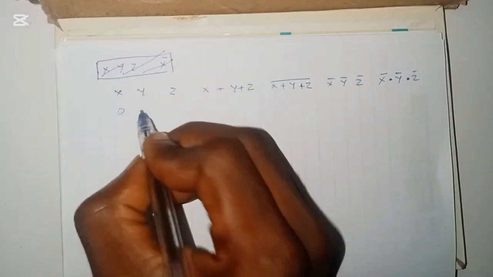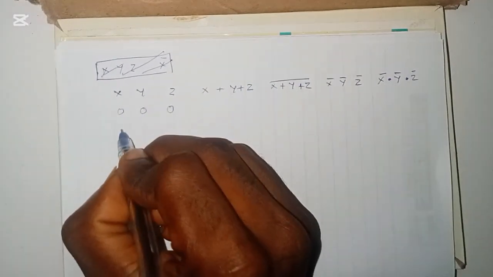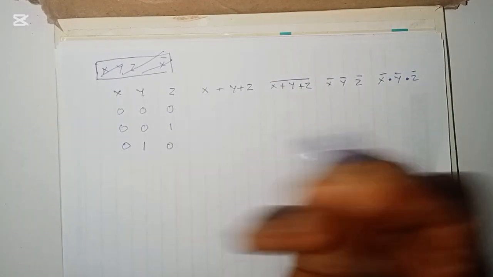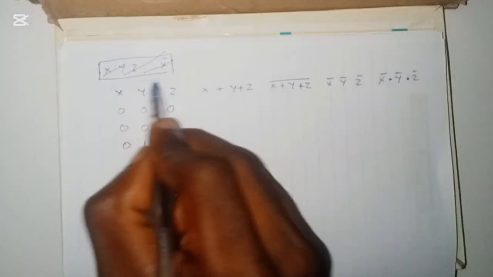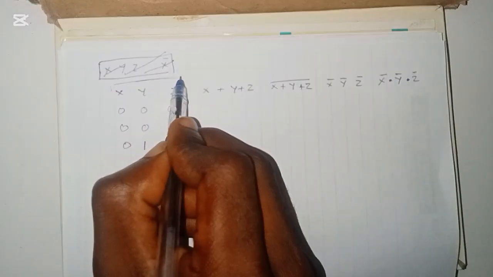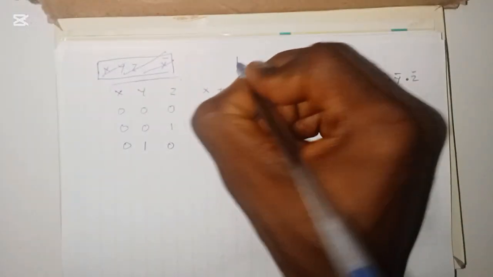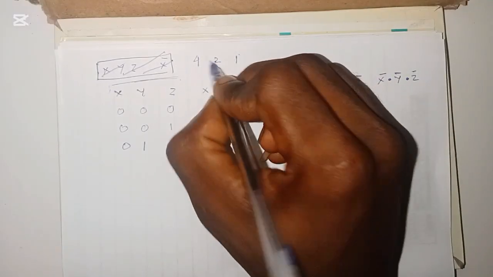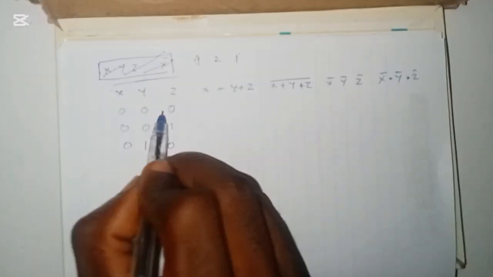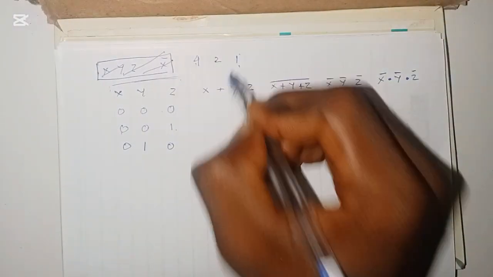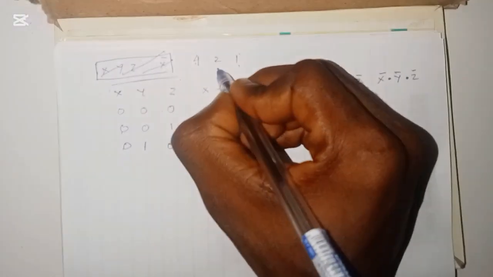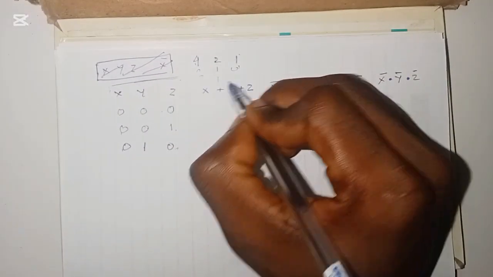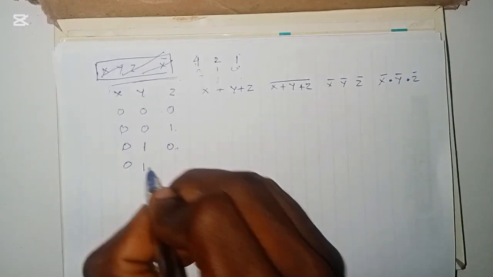So 0 0 0, 0 0 1, 0 1 0. This is like in the number system. So we start from 1, 2, 4. So this is our 1, this is our 2, this is our 4. So this is 0 0 0, this is 0, this is 0 0 1, this is 1, this is 0 1 0, which is 2. So the next one will be 0 1 1, which is 3.